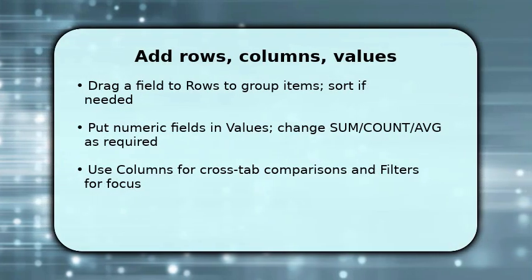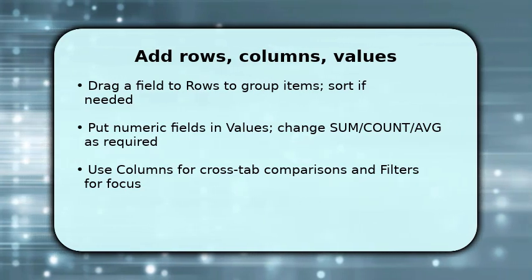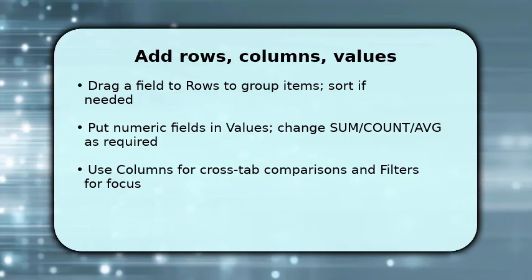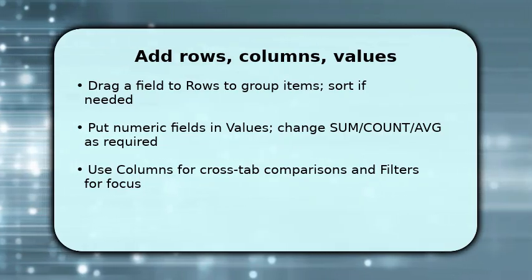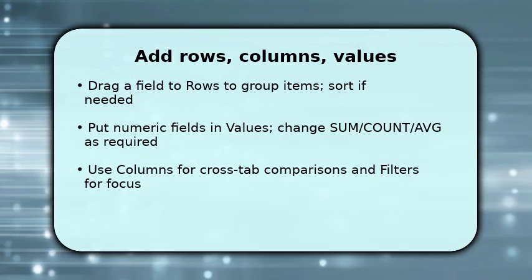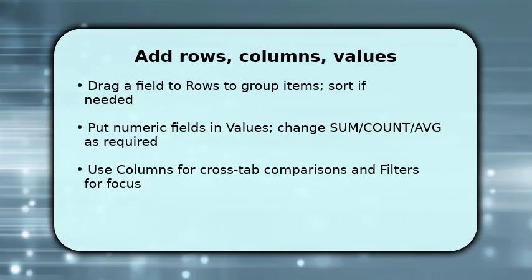Now add structure. Drag a categorical field into rows to group your entries, and you'll immediately see the list of items aggregated. You can sort to prioritize. Put numeric fields into values and switch the aggregation between sum, count, or average depending on the question you're answering.